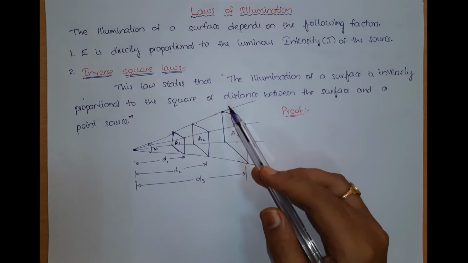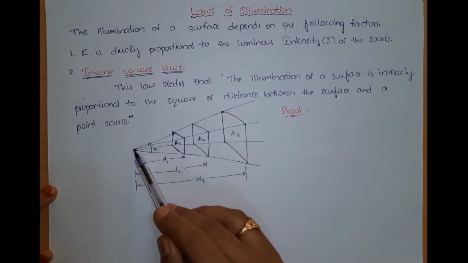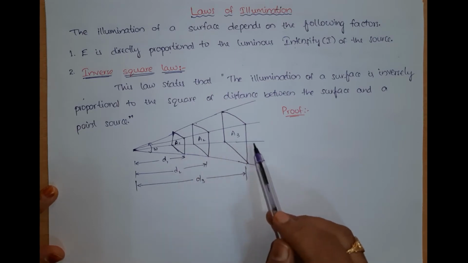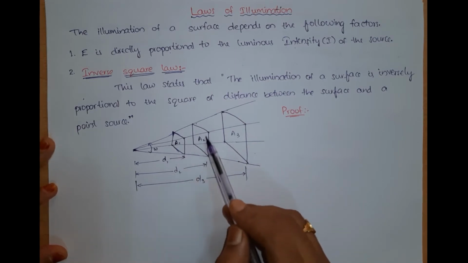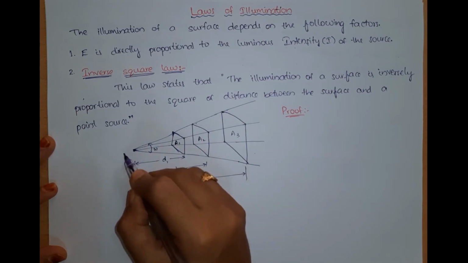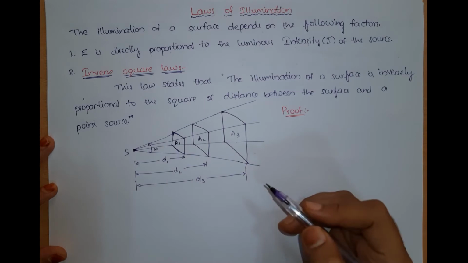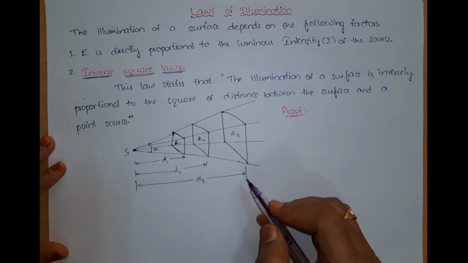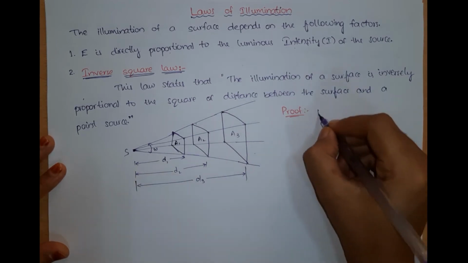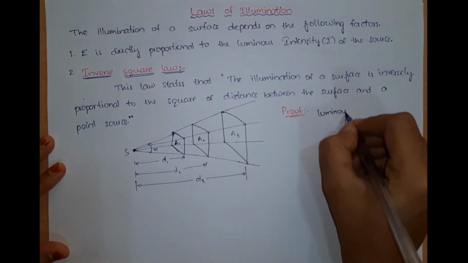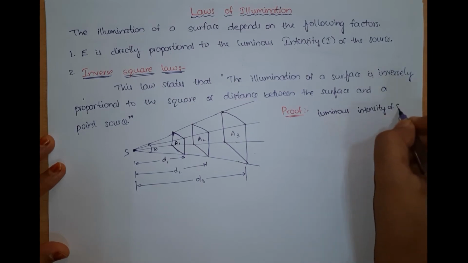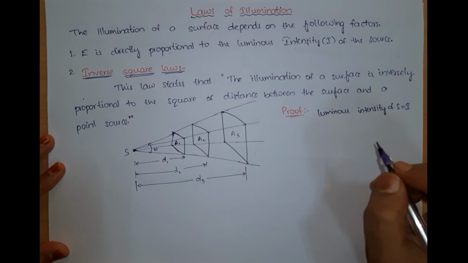That means what? So here is a point source, right? So here three different surface areas are taken, A1, A2 and A3. These are nothing but the surface areas of these three different surfaces. So this is a point source. Let me take it as S, the point source. Its luminous intensity, let us assume as I. So the luminous intensity of S is I. Let me suppose I candela.